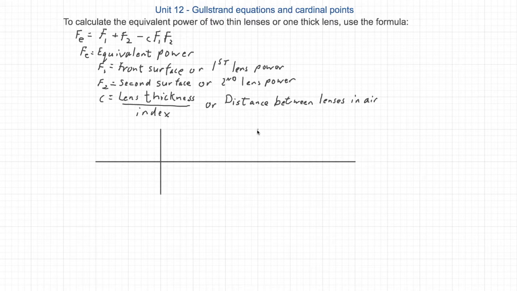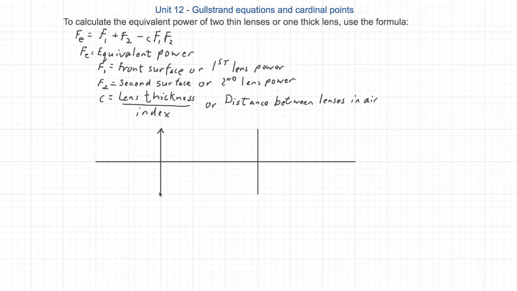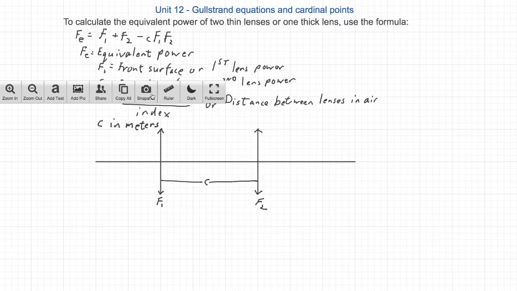Here's an example of two thin lenses. We'll make them convex, although they don't have to be. The first lens has power F1, and the second lens has the power F2. The distance between them is C, which in this case is just the distance between them in meters if they are surrounded by air. And remember that C must be in meters.